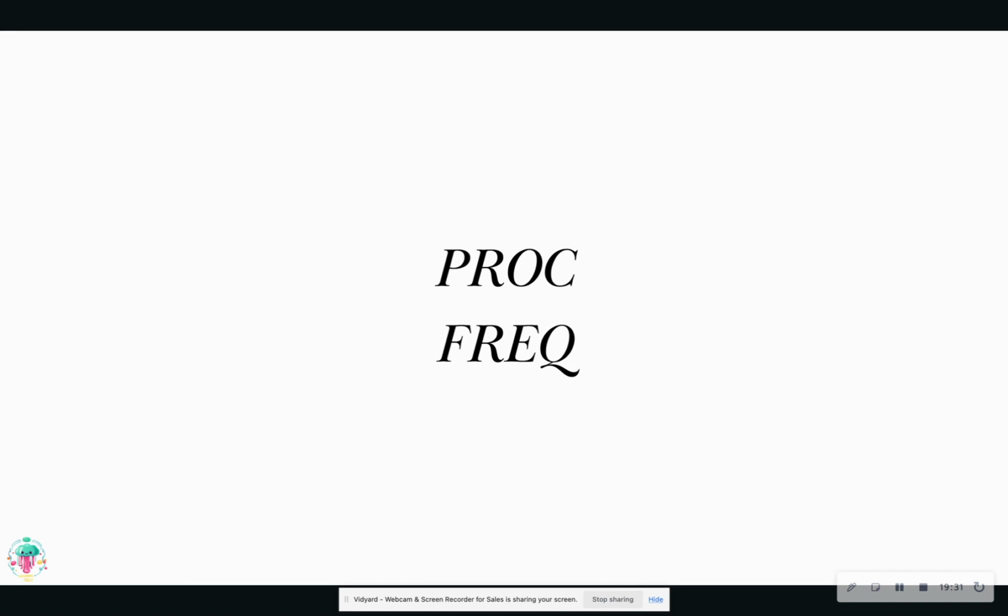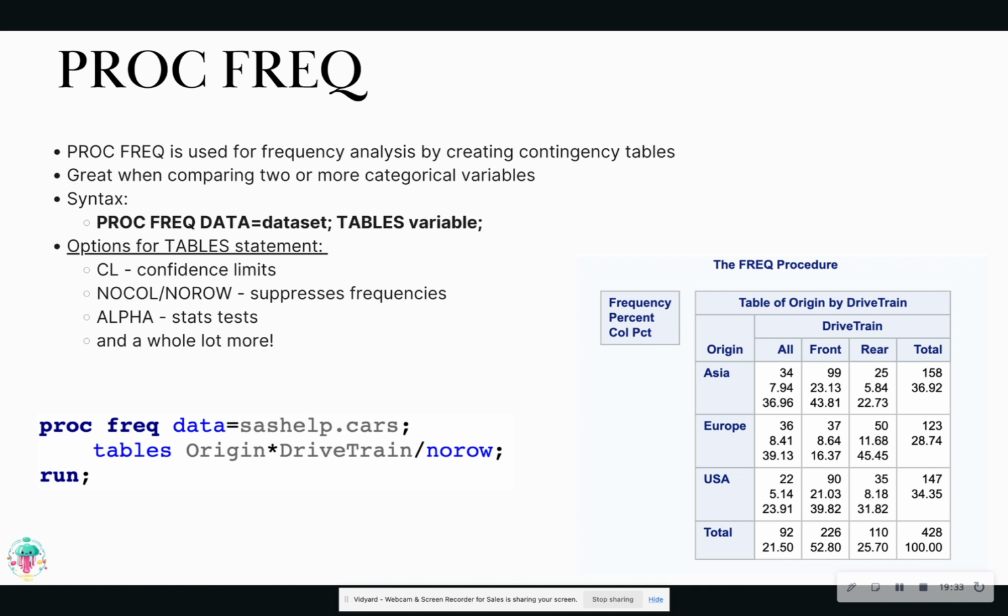Okay, so our last procedure that we're going to talk about is PROC FREQ, which is also a very popular procedure, especially if you're doing things like summary statistics and data exploration. So PROC FREQ is used for frequency analysis. How often are these things occurring? And it's great when comparing 2 or more categorical variables.